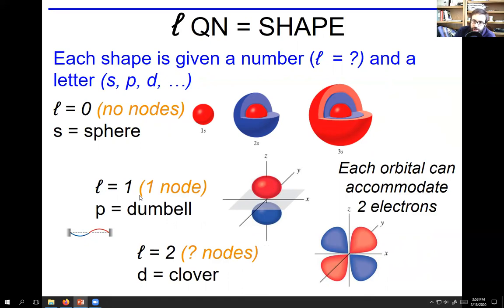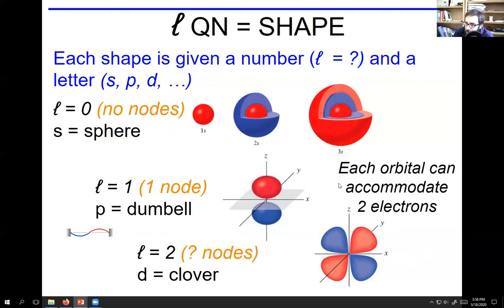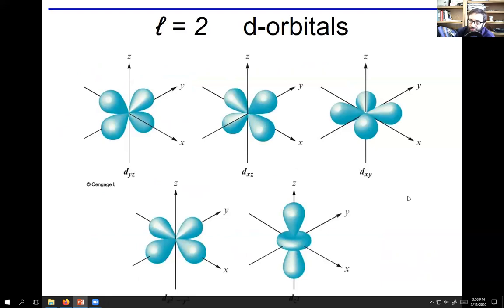Now, if you went to a, we'll get into this later, but this would be a 2p orbital. If you went to a 3p orbital, that would have one planar node and one radial node. We'll get into that later. But basically, as you increase the principal quantum number, n, not l, you'll start introducing radial nodes. One thing just to mention on this slide, each orbital can accommodate 2 electrons. I'll show you why in a second.